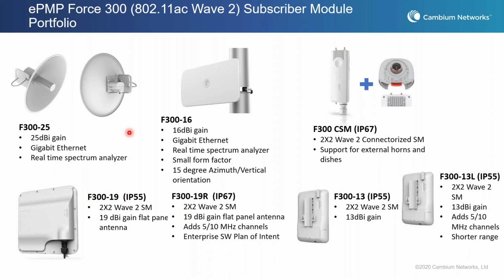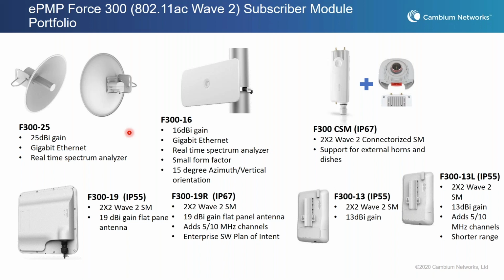Generally speaking, shorter range distances would give you more capacity because you will achieve a higher modulation, whereas longer ranges will generally give you a lower capacity. So that's one use for the connectorized subscriber module.